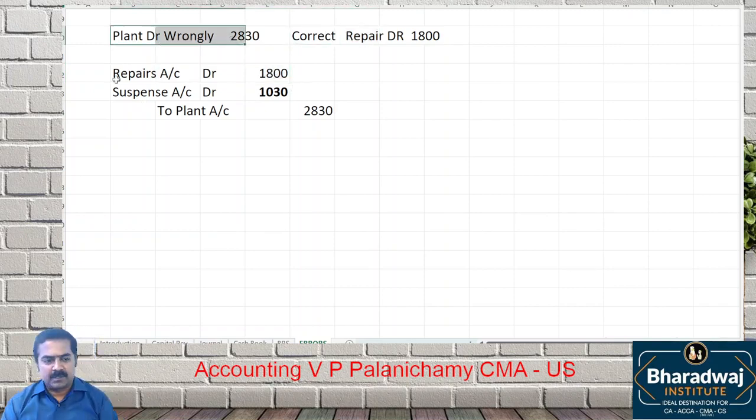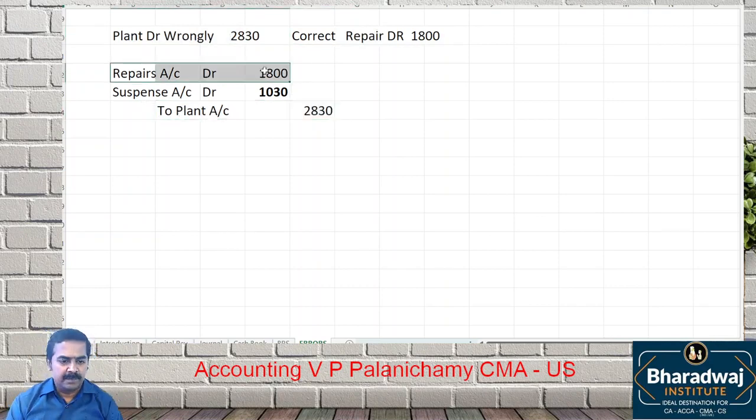Instead of recording in the repairs account, they recorded in which account? Plant account. How to remove this? Debit repairs. Remove what was wrongly debited. The balance goes to which account? Suspense.